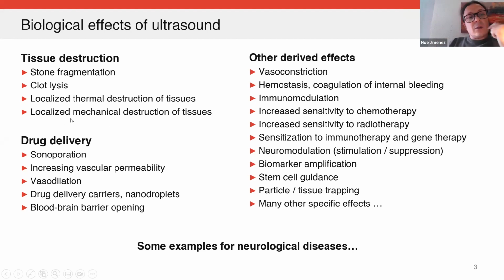And you can also destroy tissues, but not using the thermal effect, not using the rise of temperature, but using the mechanical effect, just by transferring the momentum of the wave to the tissue. And using this cavitation, you can really create lesions with very sharp boundaries, even at the histological level. So the border is really well defined, and this technique, which is called histotripsy, is having a lot of different applications in oncology, for example.